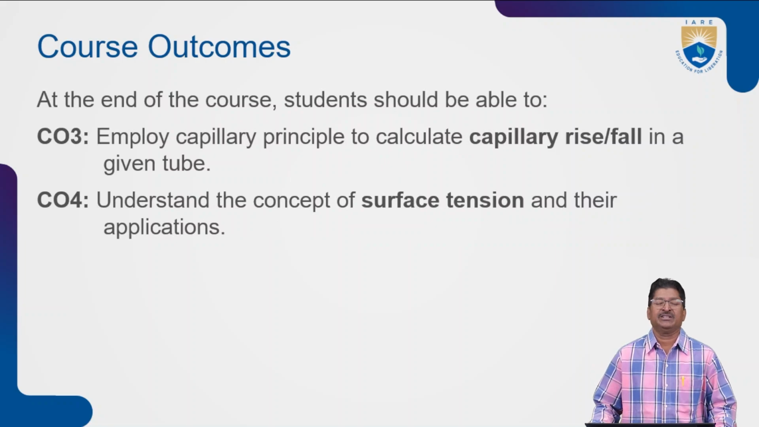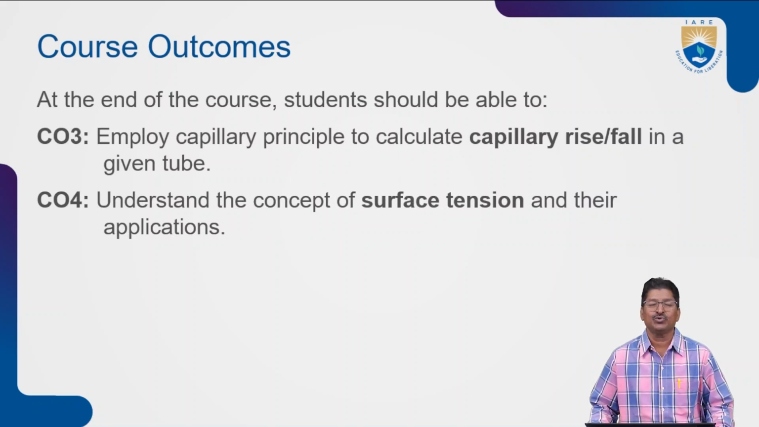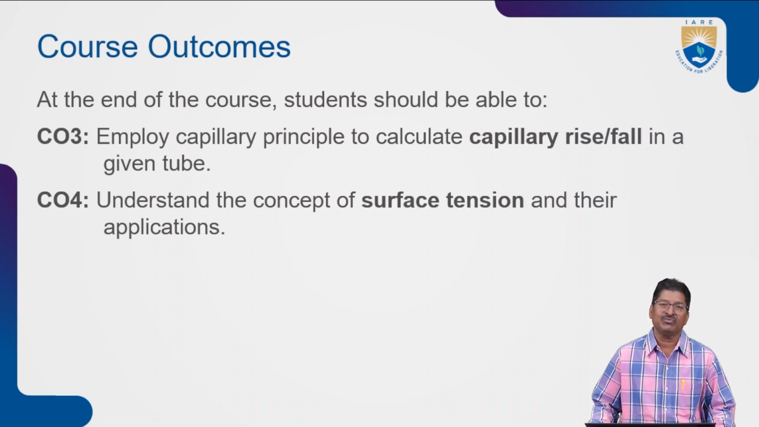Course outcome 3 is the capillary rise or fall. Whenever you insert a smaller diameter tube inside a fluid, some fluids will raise the level inside the small diameter tube, which is called capillary rise. Whereas some other fluids, if you insert a smaller diameter tube, will fall in level inside the tube, which is called capillary fall. So capillary rise or fall comes under course outcome 3.